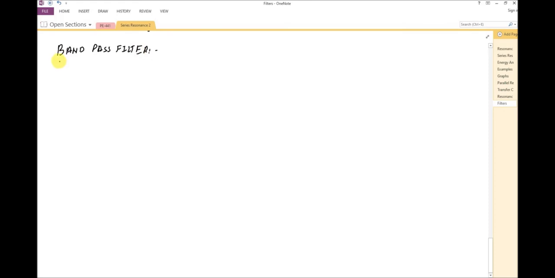So I have already covered this band pass filter when I was talking about the series resonance circuit. In the series resonance circuit, we have an inductor, capacitor and resistor. So I have started from this particular circuit in which we have a series combination of inductor, capacitor and resistor, and I was taking the output across the resistor, and we have an input voltage Vi.